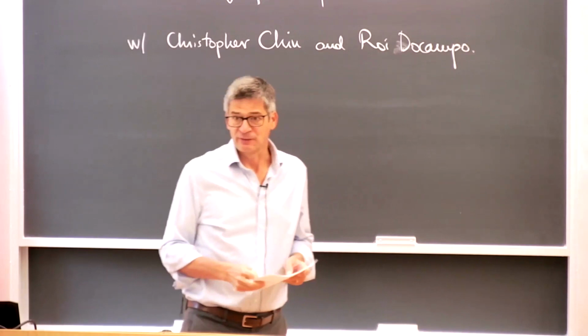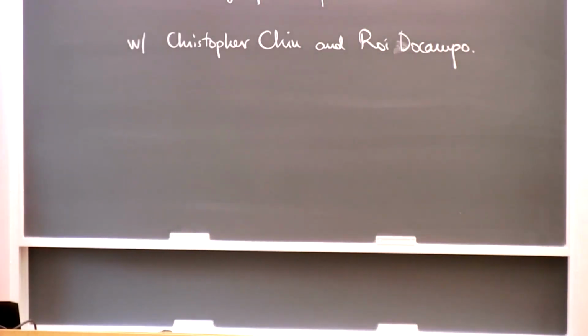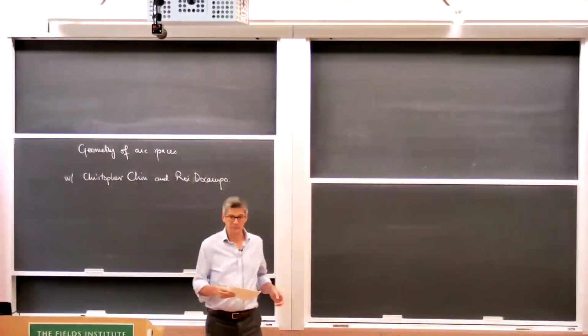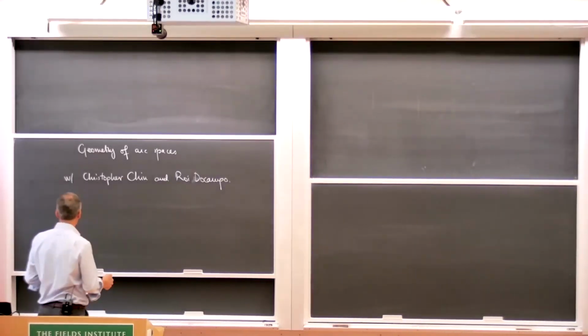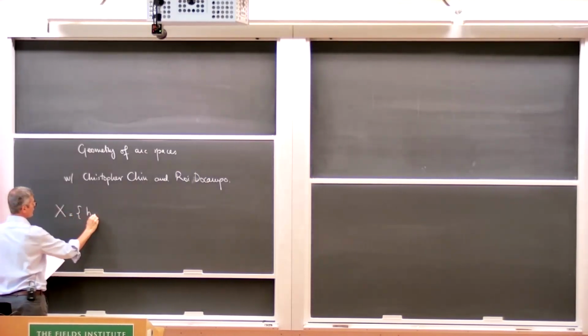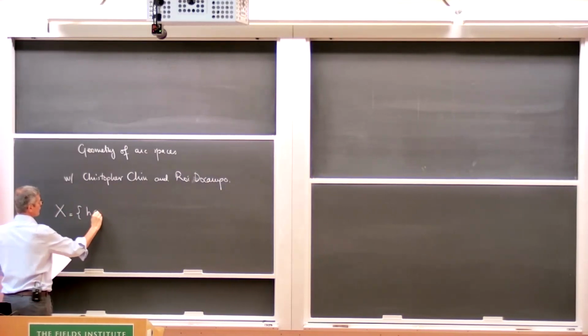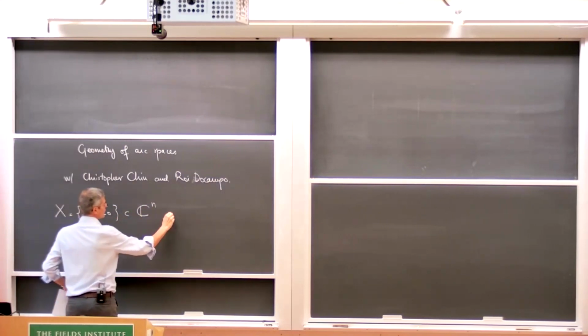Let me first introduce arc spaces. For this talk, I'm going to work over complex numbers, but in fact, the definitions and many of the results work over arbitrary perfect fields, and for more general objects than the one we're going to talk about today. Just to set up the setting, I'm going to denote by X, maybe defined by some polynomial equations inside C^n, a complex algebraic variety.